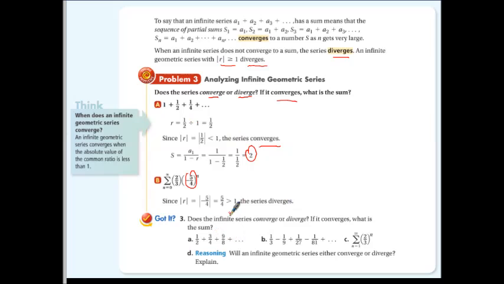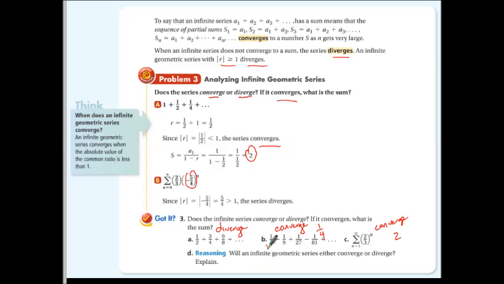All right, so for A, hopefully you got that A diverges. A is a diverge because the r value is greater than 1. B, it converges. And the r value there, the sum there was 1/4. With C, it also converges. And right there, the sum is 2.